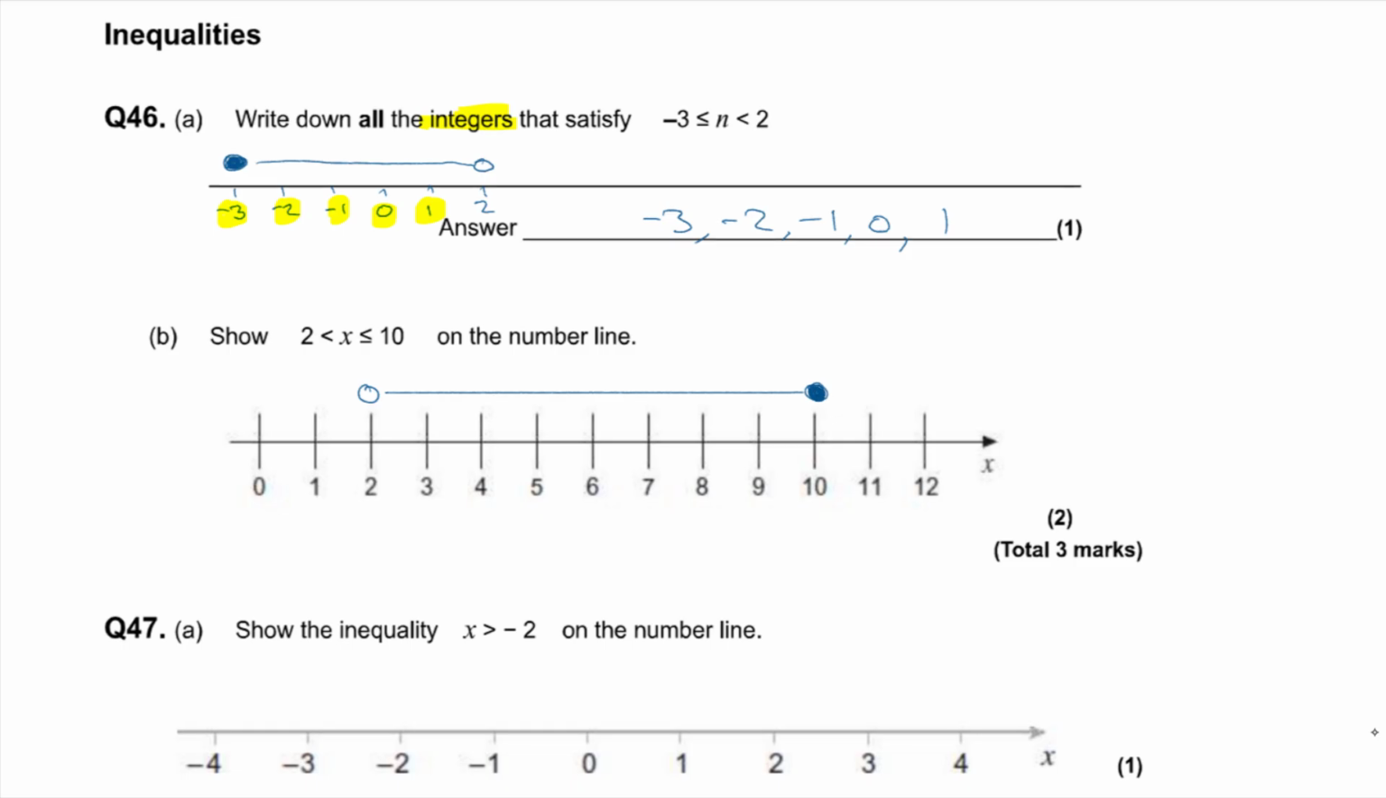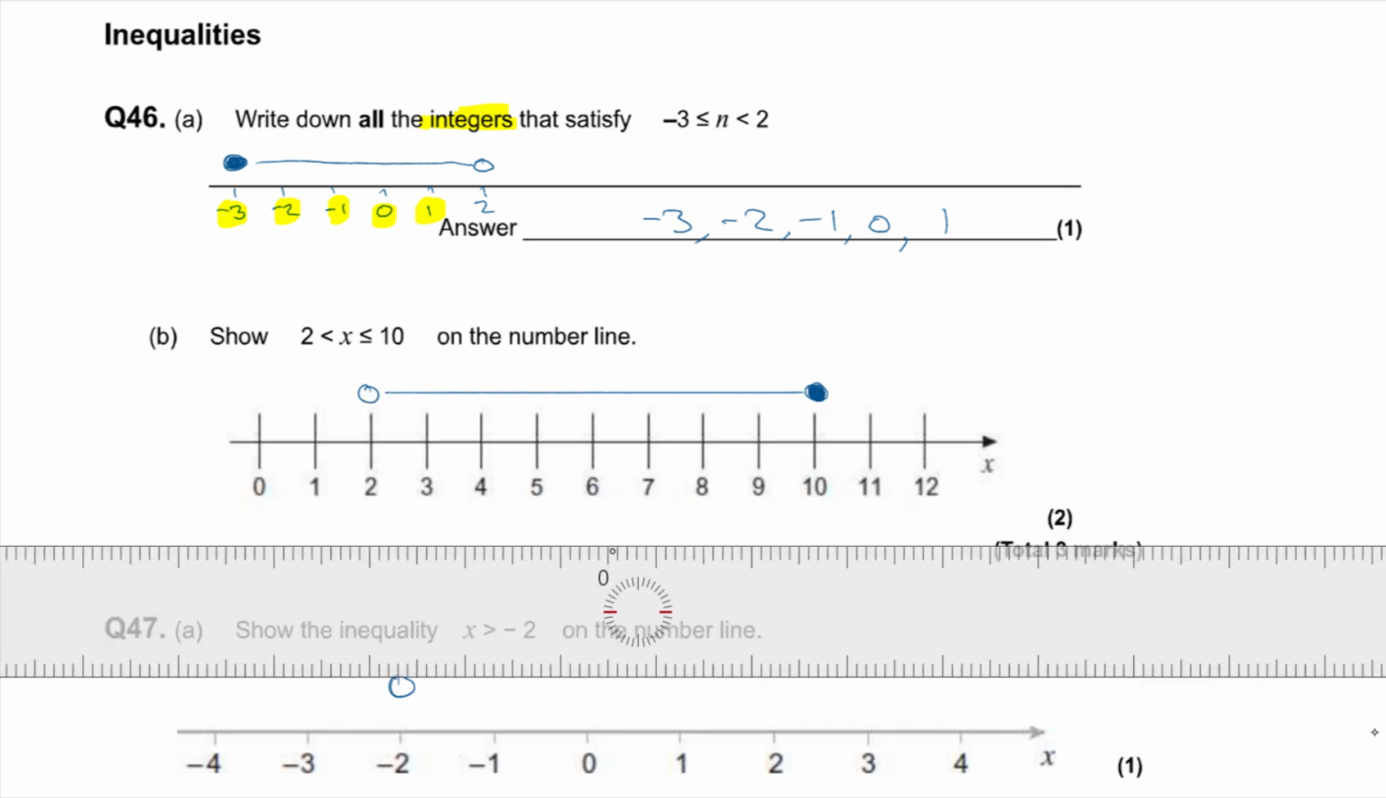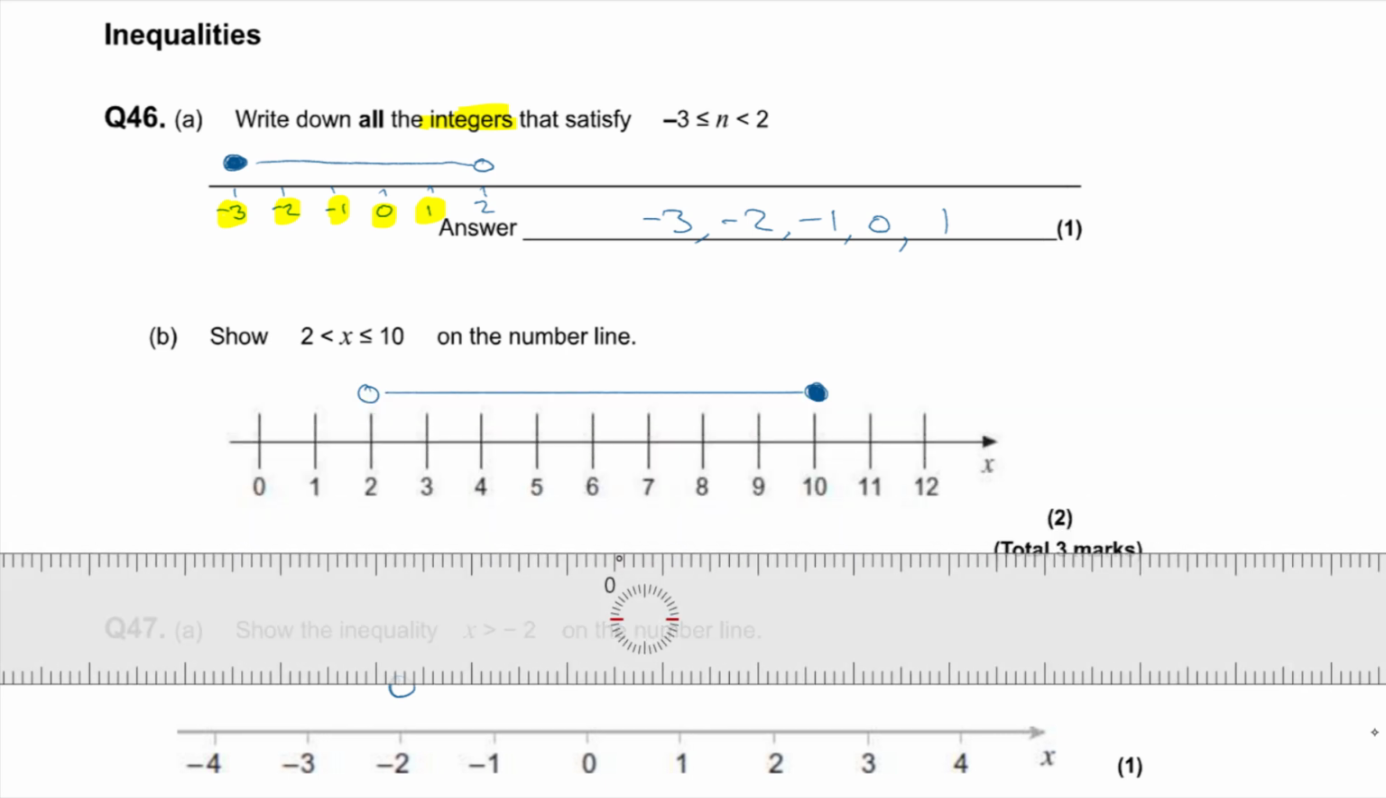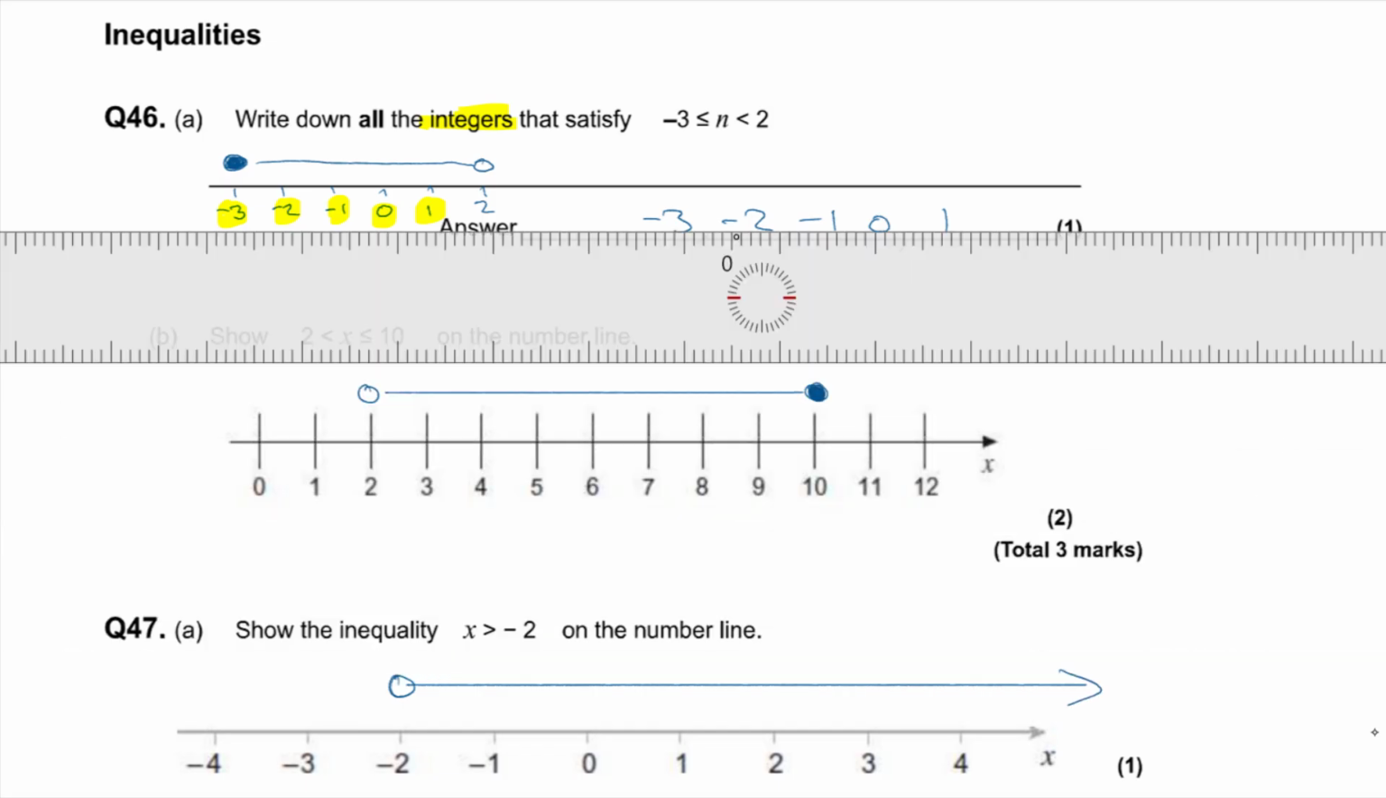So it looks like that. 47a says show the inequality x is greater than minus 2 on the number line. Okay, so similar thing. I'm going to have a circle at minus 2. Now I haven't got another circle it joins up to. So in this one, I'm just going to have a line that's infinitely going off the end of the line. I'm just going to draw an arrow and it continues in that direction.